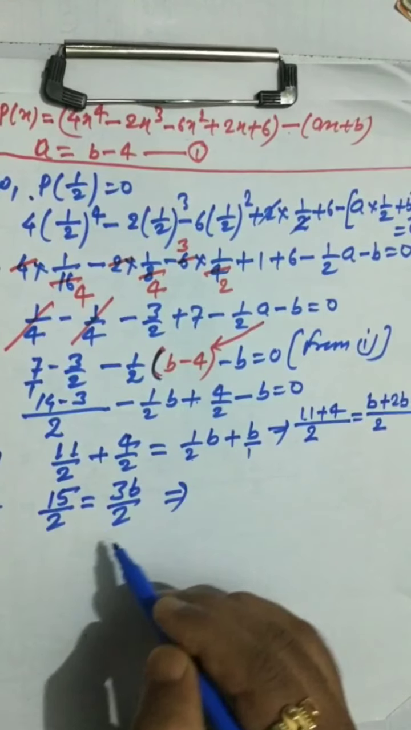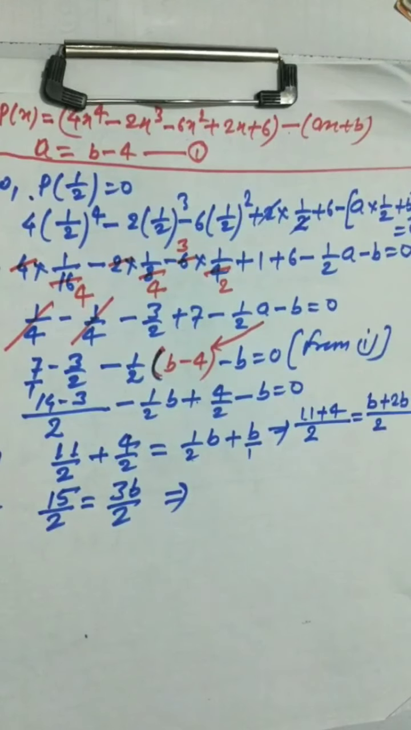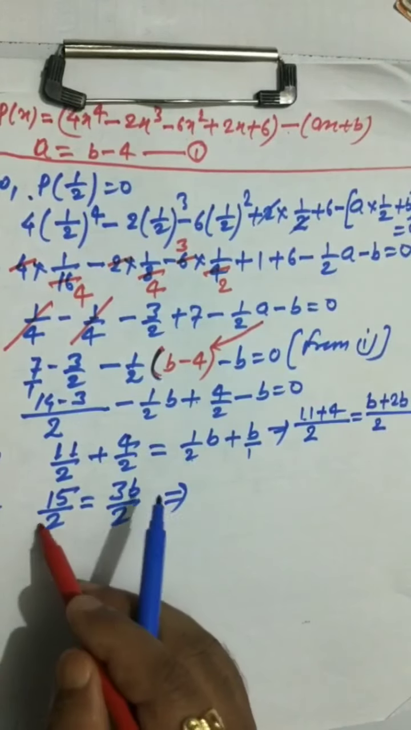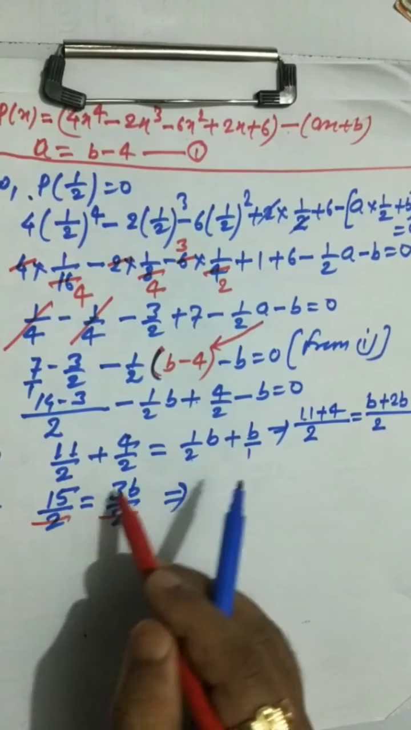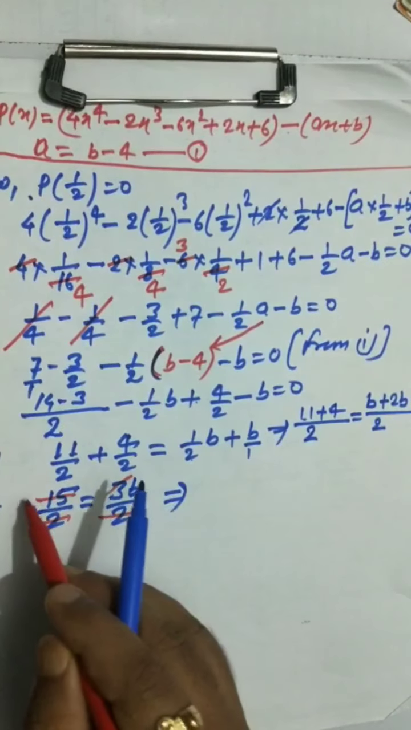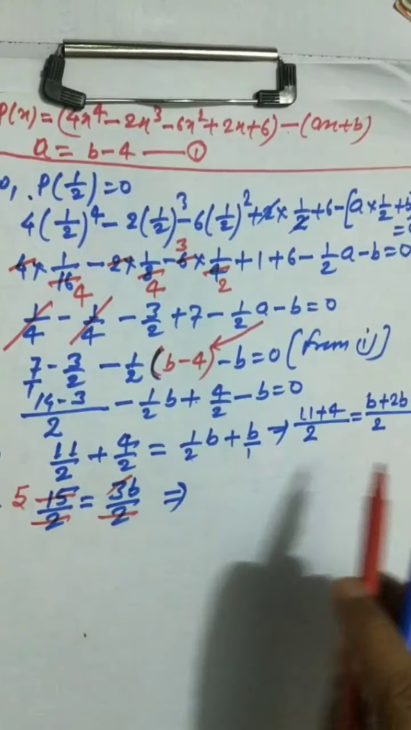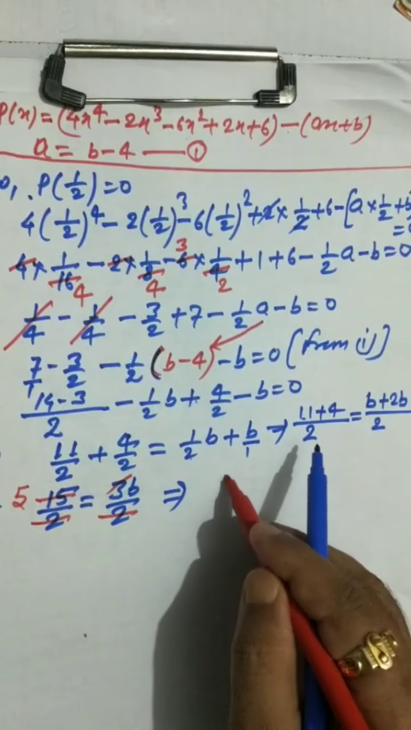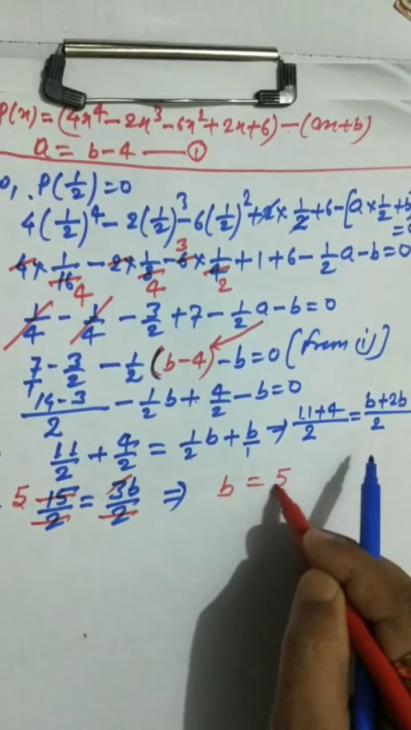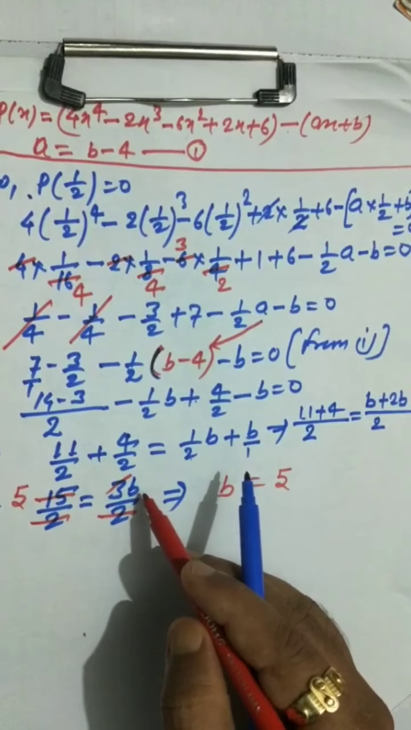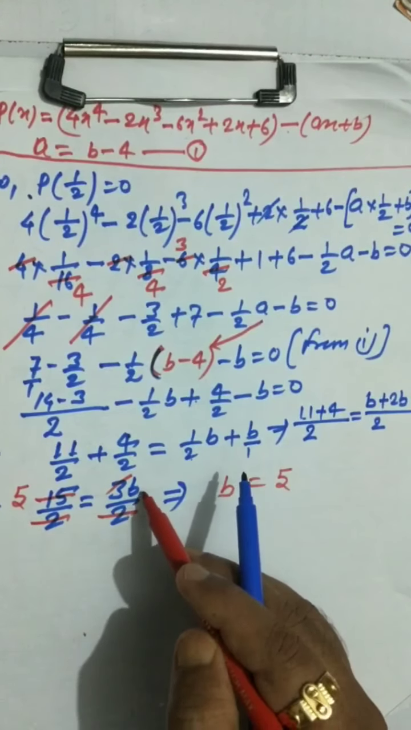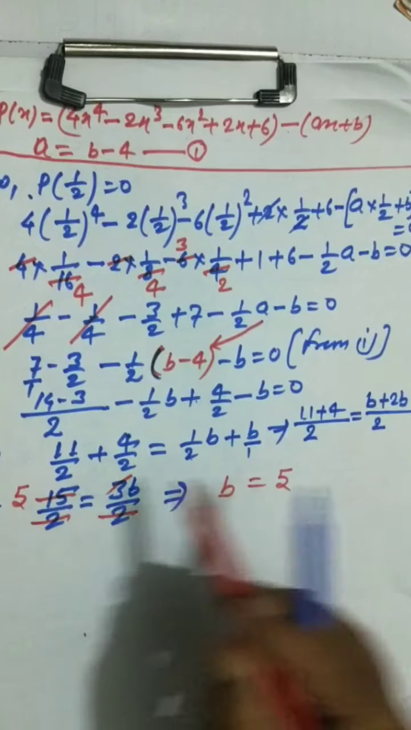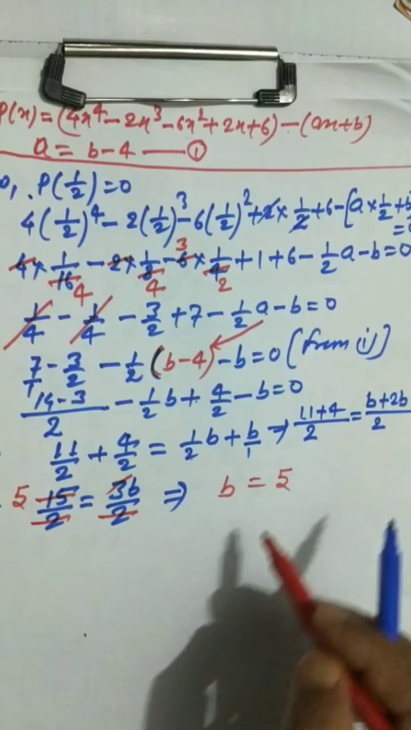So you can cancel these 2 by these 2 in 1 times, and this 15 by 3 in 5 times. So we have got b is equal to 5. In RHS we have left with b, and in LHS we have left with 5. So b is equal to 5.